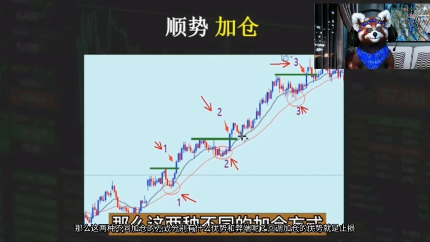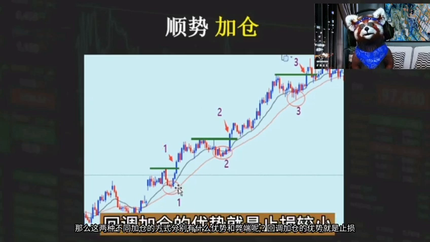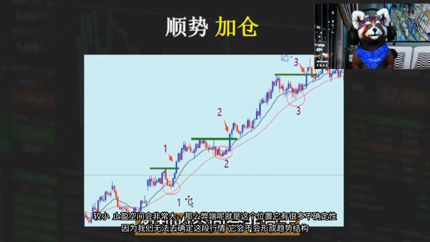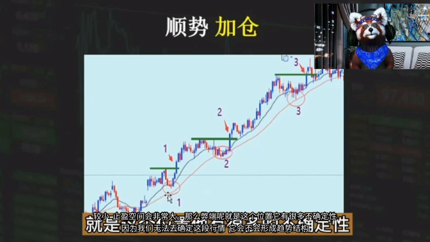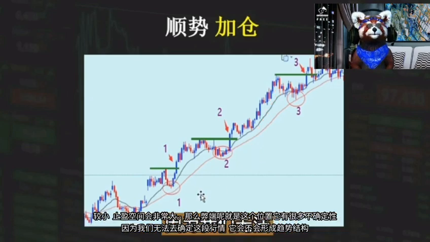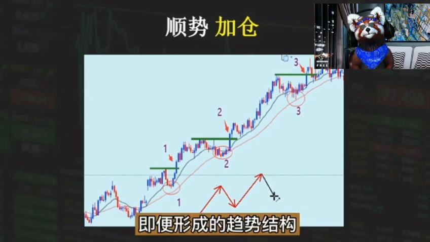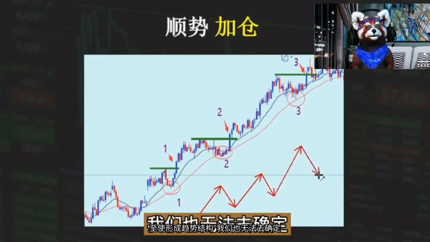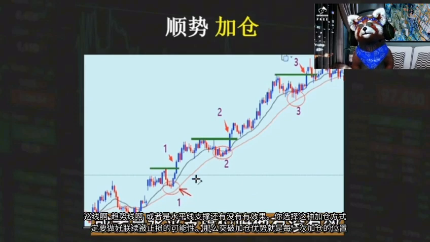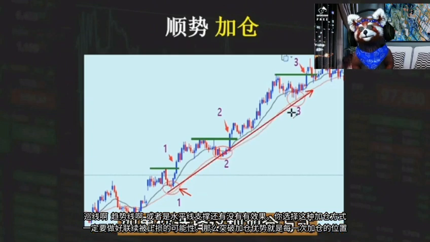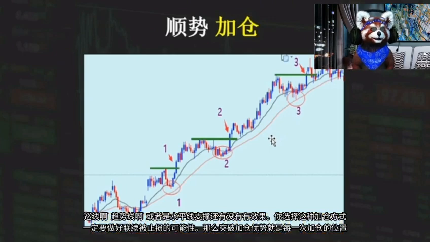So what are the advantages and disadvantages of these two different ways of adding positions? The advantage of adding positions through a pullback is that the stop loss is smaller, and the profit margin will be very large. The downside is that this position has a lot of uncertainties, because we can't determine whether this market will form a trend structure. Even if a trend structure is formed, we cannot determine whether the trend lines or horizontal line support are still effective. If you choose this method of adding positions, you must be able to bear the possibility of continuous stop losses.